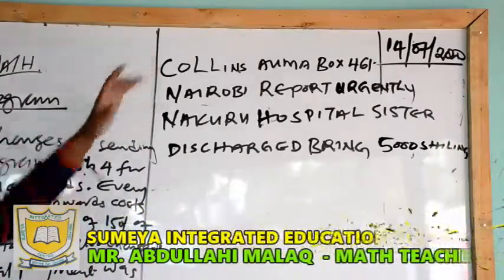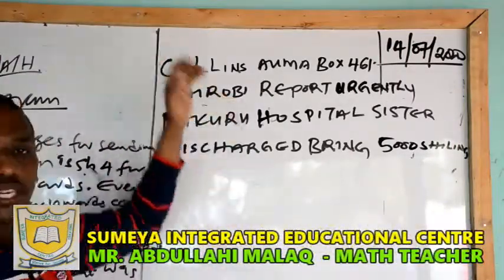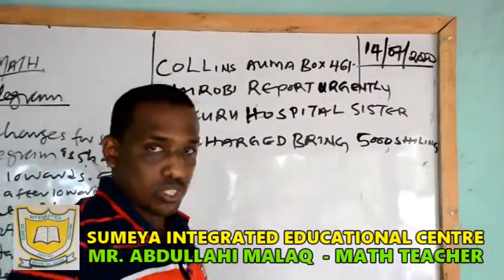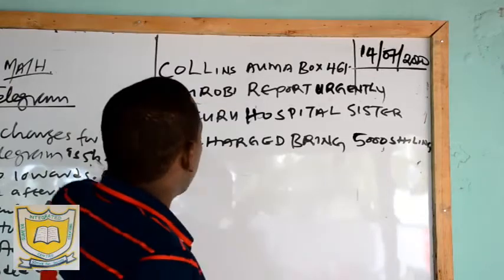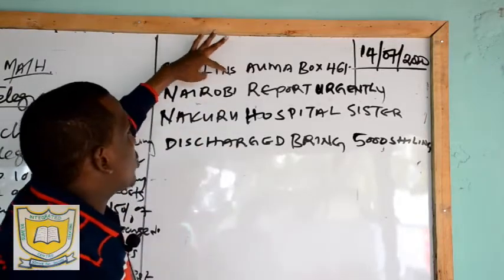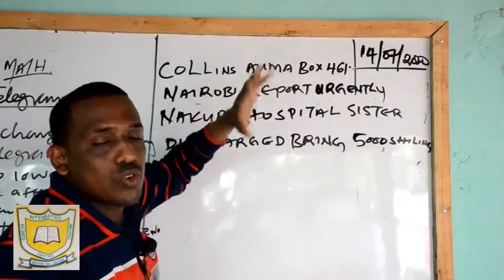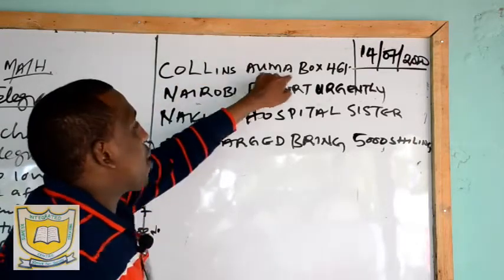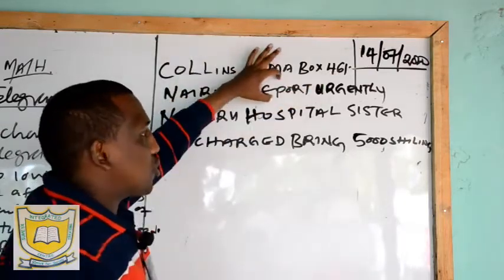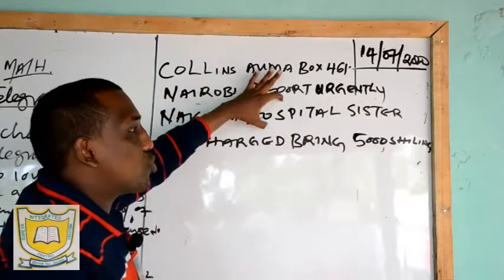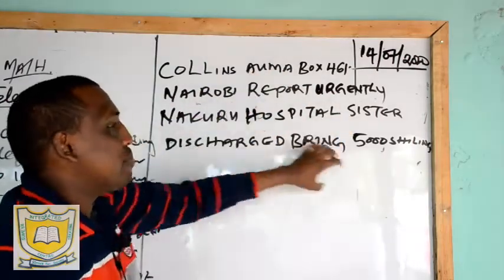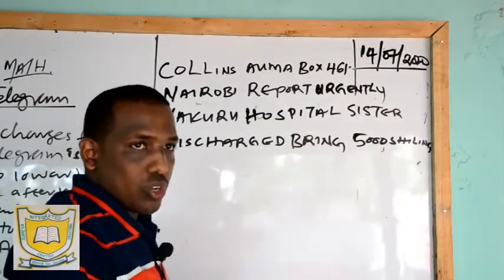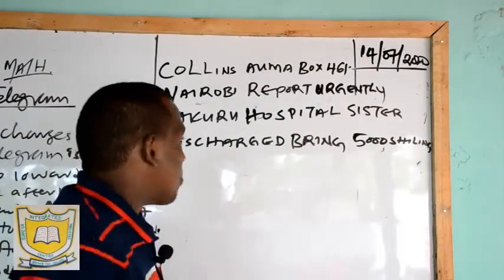So this is the telegram now. This person is sending a telegram. We say a telegram is a way of sending a message through the post office. It was an old system. Now this person is sending a message, and we say we don't use the helping verbs. So we say Collins, Auma box this, Nairobi, report urgently, Nakuru hospital, sister discharged, bring 5,000 shillings. So this person has understood the message without using the conjunctions or primary or helping verbs. So what do we do?